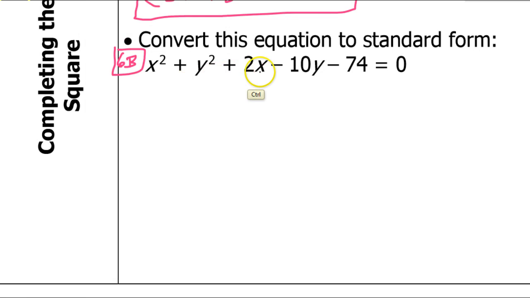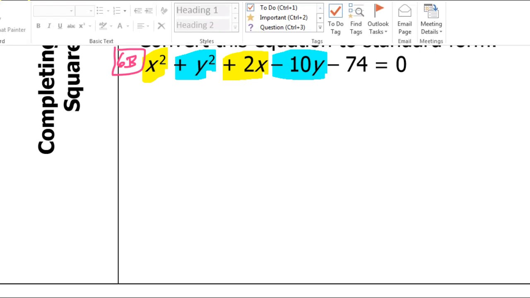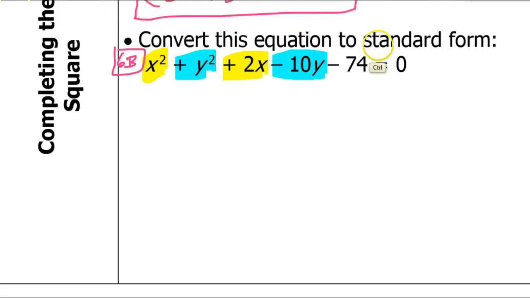Okay, now we need to write this equation in standard form. So the first thing you want to do is take your terms that have x in them and write them next to each other, side by side. And next I'm going to take the terms that have y in them and write them side by side. At the same time, the minus 74 is just in the way, so I'm going to move that to the other side by adding 74 to both sides.